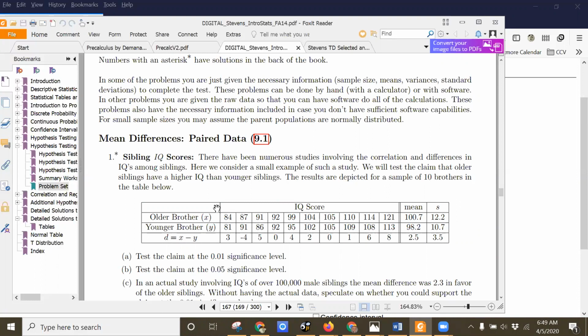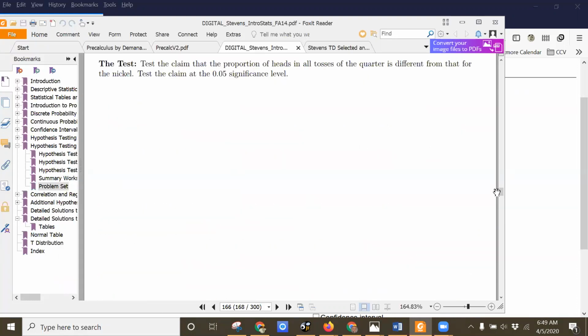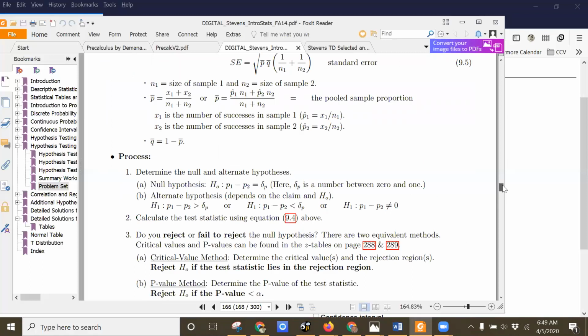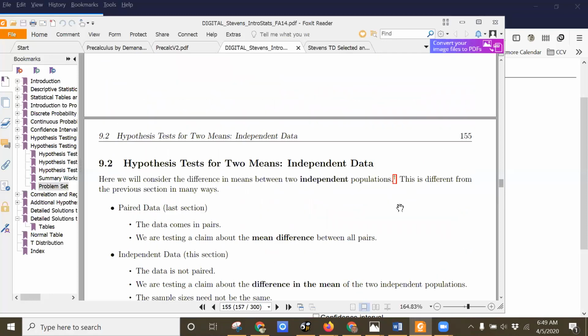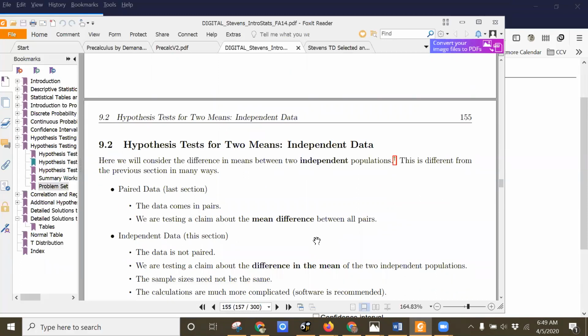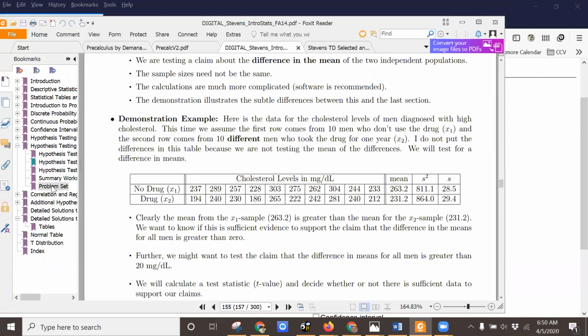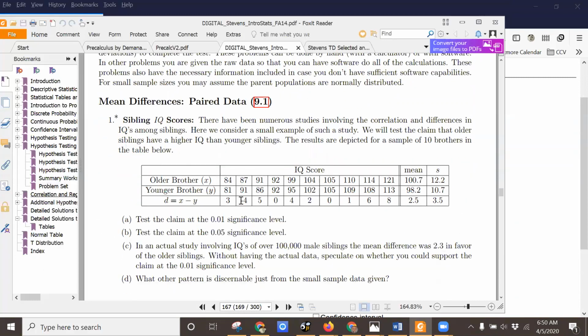Because it's a paired difference, we're going to find the differences. How do they word it? I want to make sure I do this right. We're testing the mean difference, not the difference between the means, because these are the same. We say, is the difference in the means equal to zero? Sometimes it's not equal to zero. Usually it is.